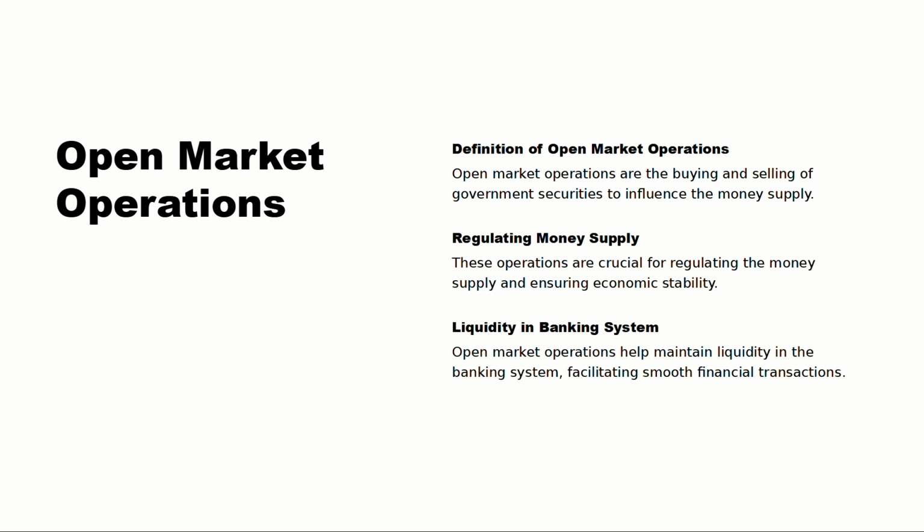Open market operations, OMO. Definition of open market operations. Open market operations are the buying and selling of government securities to influence the money supply. Regulating money supply. These operations are crucial for regulating the money supply and ensuring economic stability. Liquidity in banking system. Open market operations help maintain liquidity in the banking system, facilitating smooth financial transactions.